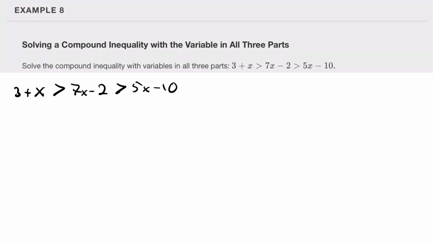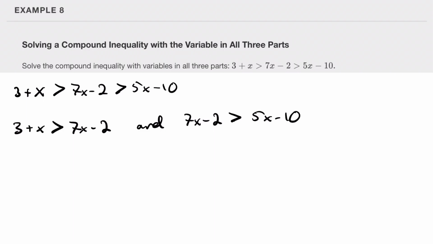Now this is the same as, we can break it apart in the following way. If we take the first two, we have 3 plus x is strictly greater than 7x minus 2, and, okay, we have what? 7x minus 2 is strictly greater than 5x minus 10. Then we solve each one separately, right? So from the two on the left, if we subtract x, we'll get a 6x here. Add 2 on both sides, we get a 5. Divide both sides by 6. 5 over 6 is greater than x, okay?